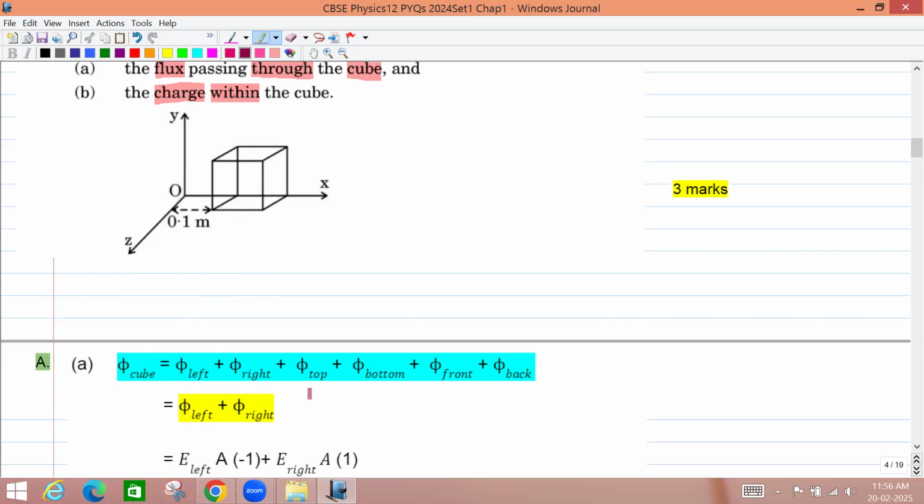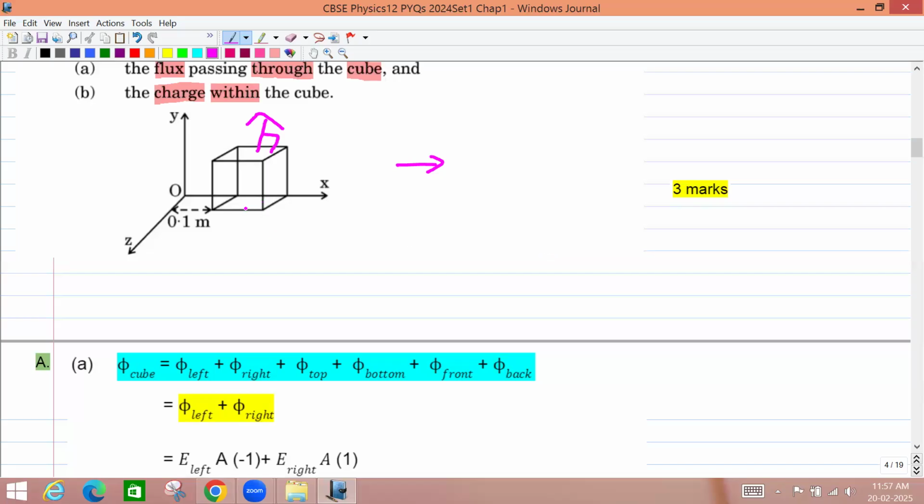And the flux through the top face, bottom face, front face, and back face is 0 because the electric field is in the x direction. And on this top face, the area vector is upwards. So the angle between the area vector and the electric field is 90. So flux is E dot dS. So E dot B is 0 if the angle between A and B is 90 degrees.